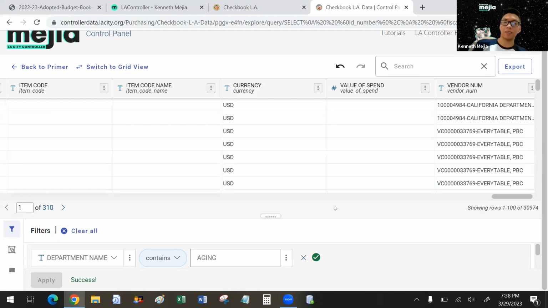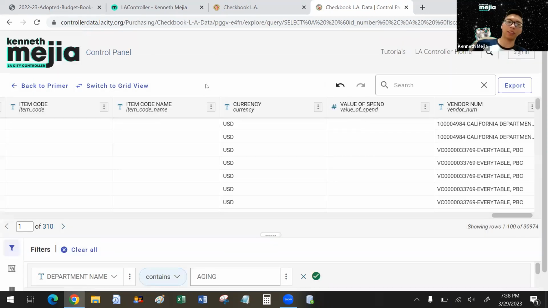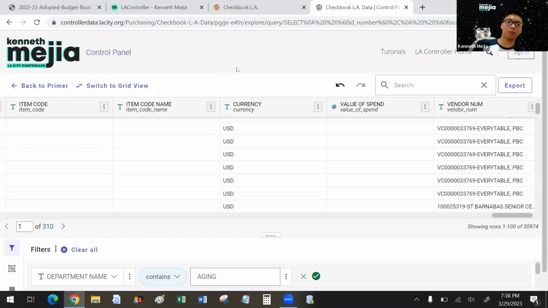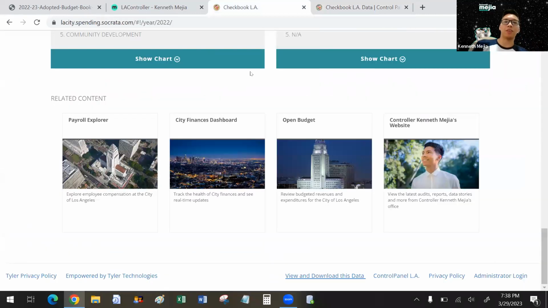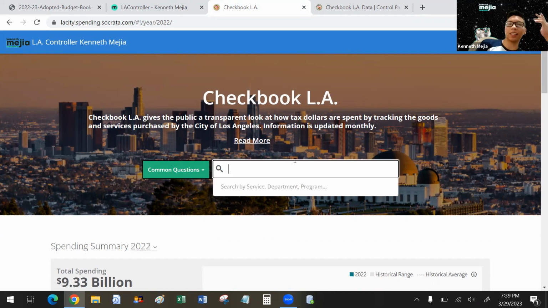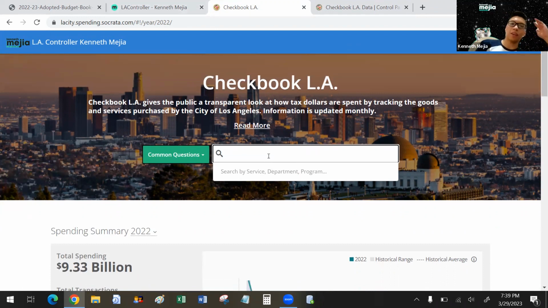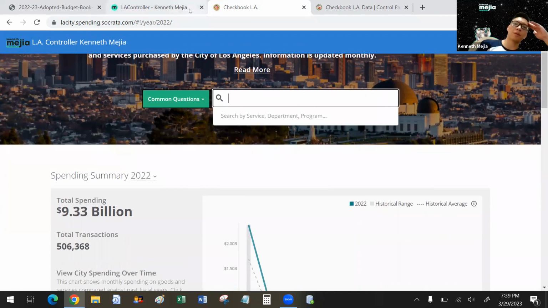And if you like Excel and you like seeing all your data, you can export all of this to CSV and download it. You can make your own charts and pivot tables using Excel, which is what I like to do. But if you don't know how to use Excel or how to deal with all those filters and data and rows, you could just use this to get your basic information here. So totally use the checkbook. I think it's a very useful tool. We update it every month.